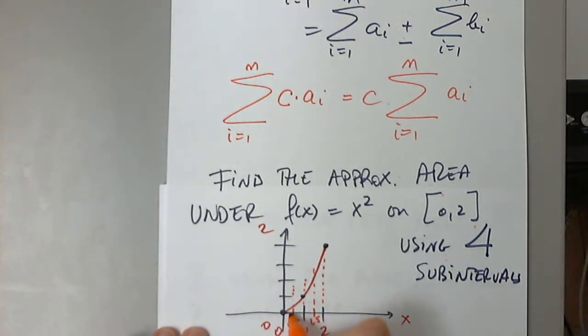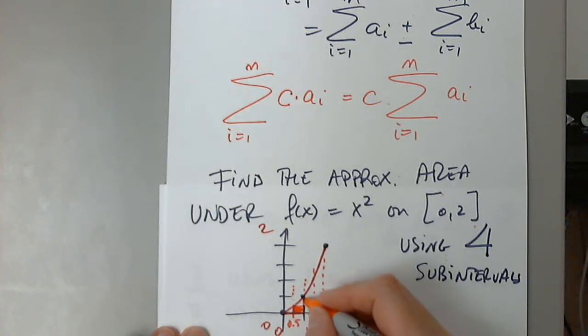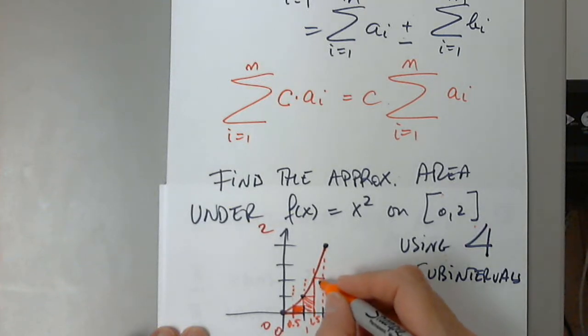Well, there is no height here because the height is 0. For this one, the height is this. For this one, the height is this. And for this one, the height is this.